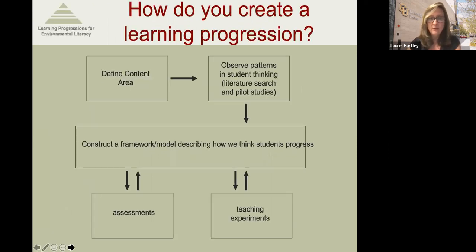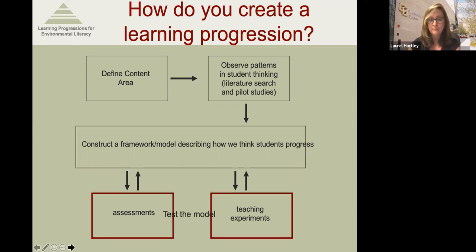So how do you create a learning progression? Well, first you define your content area, and the content area that we were interested in was community and systems or ecosystem ecology. Then you observe patterns in student thinking by doing both literature searches of past research and then some pilot studies, like interviewing students to see what they initially say. Then you construct a framework. And this is your hypothesized model that describes how we think students progress from lower level understanding to upper level understanding.